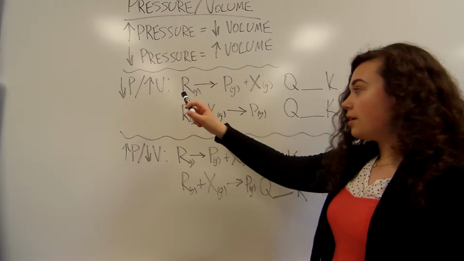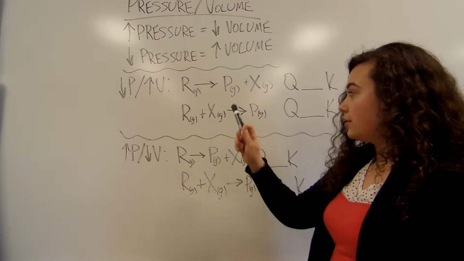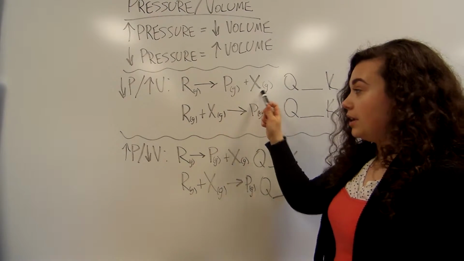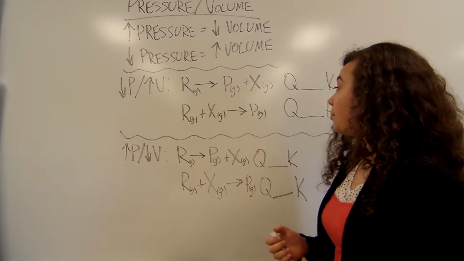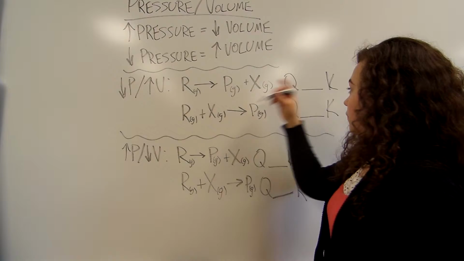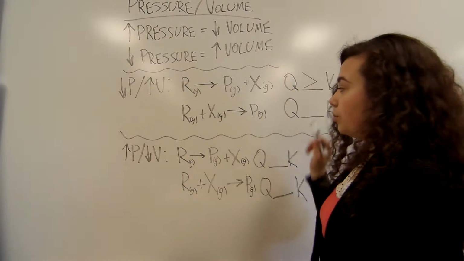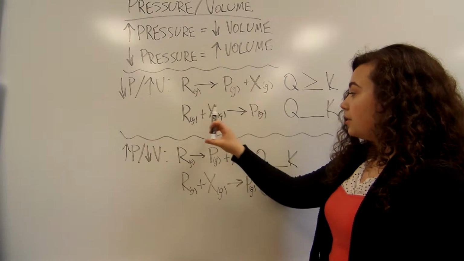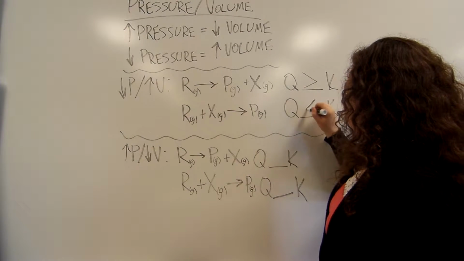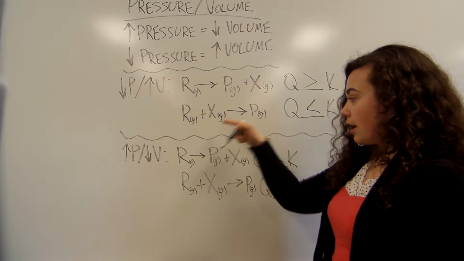So we're using the generic equation here, R representing reactants, P representing products, and X just being X, could be anything. This reaction would shift to be product favored, so Q would be greater than K. This reaction, because there are more moles of gas on the product side, Q would be less than K, because the reaction would shift that way.